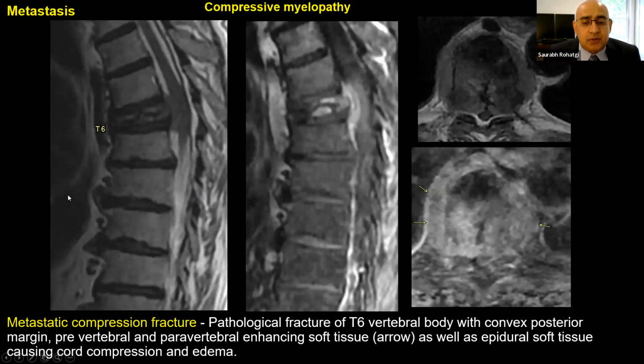Metastasis is another important cause. This is a patient here. You have almost like a vertebra plana configuration of the T6 vertebral body with pathological fracture, with abnormal soft tissue in the epidural space, which is causing compression on the cord, as well as abnormal pre- and paravertebral soft tissue.